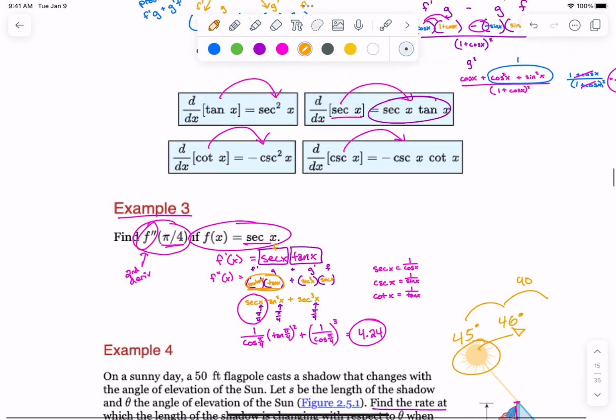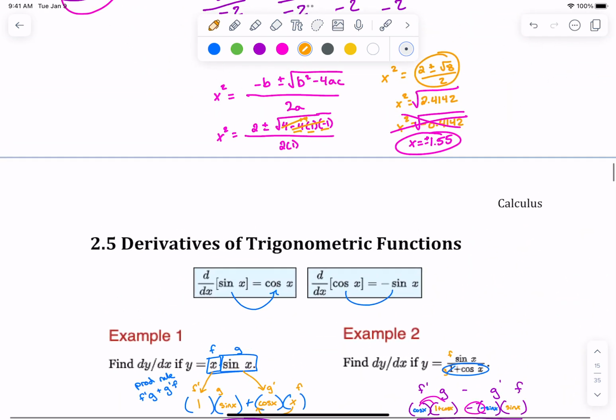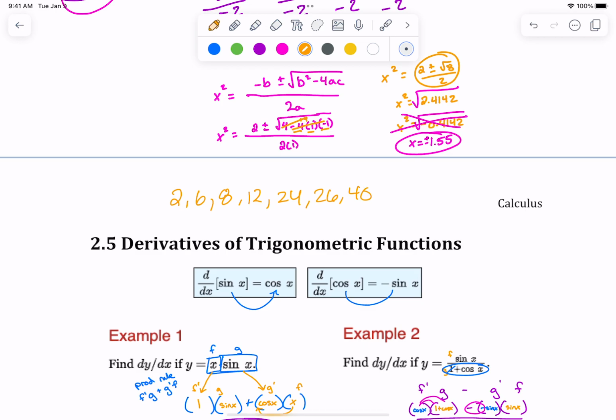Okay. Why don't you try? The homework for this is 2, 6, 8, 12, 24, 26, 40. What page is it? Page 116. Try the first 4 problems, because I'm guessing those are just like find the derivative, don't plug anything in. Okay, try those first 4 problems. You should be able to do that.